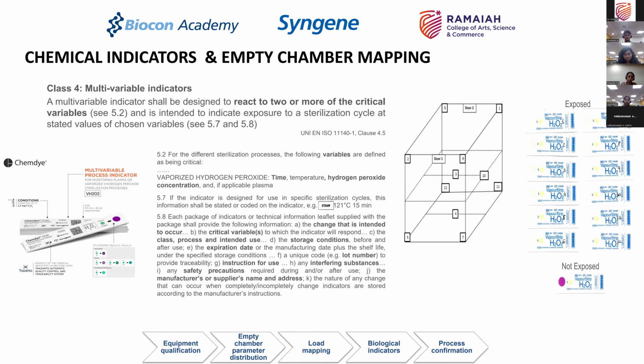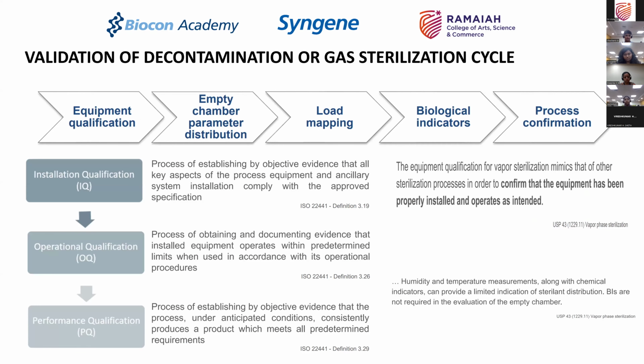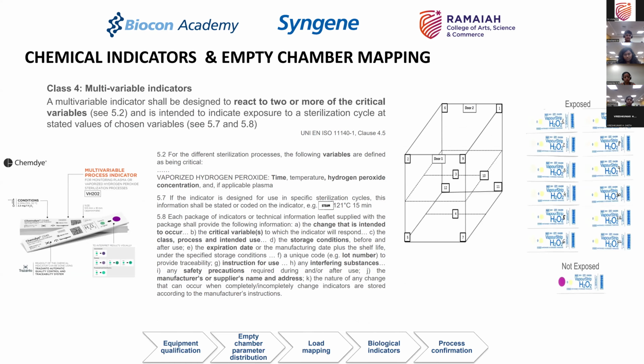Okay, this is a very important part of it, which comes as a part of the empty chamber parameter distribution. What you do is take an empty chamber, be it an isolator, be it a VHP pass box, whatever is your enclosure in which the VHP is happening, and you will put indicators which are chemical indicators.